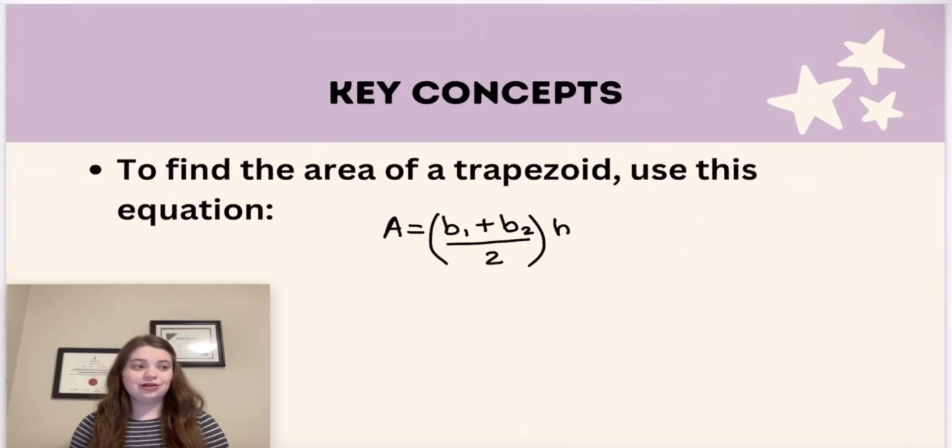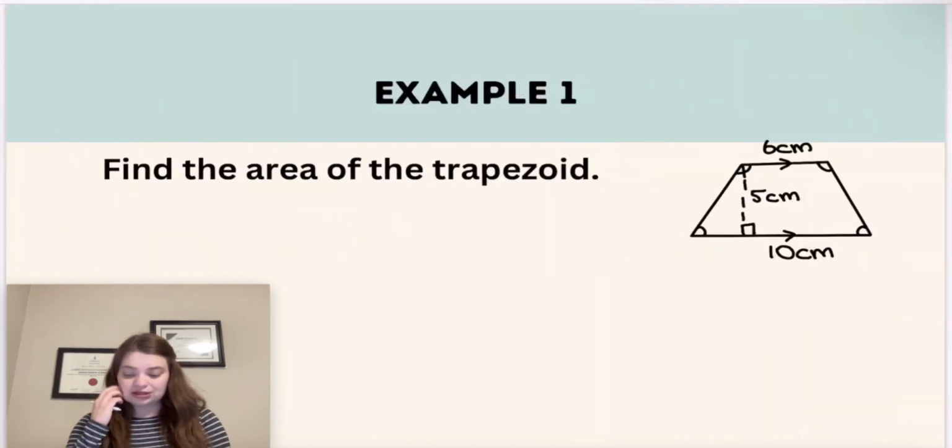Except with a rectangle, there's just one base and one height, whereas with the trapezoid, there are two bases, so finding the average before we multiply by height is key. So let's start with this example here.